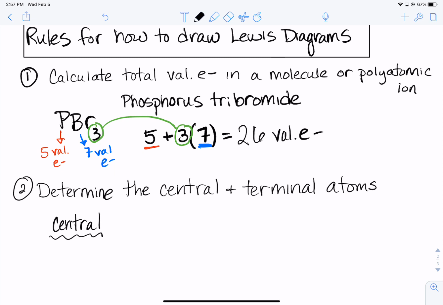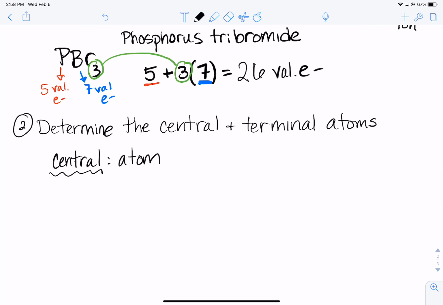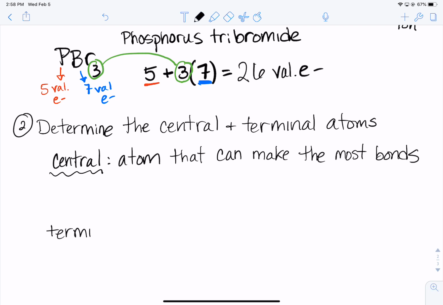The central atom is the atom that can make the most bonds. In your notes, leave a little space, like maybe an inch or so. The terminal is the opposite, so if central is the atom that can make the most bonds, the terminal is the atom that can only make 1 bond.